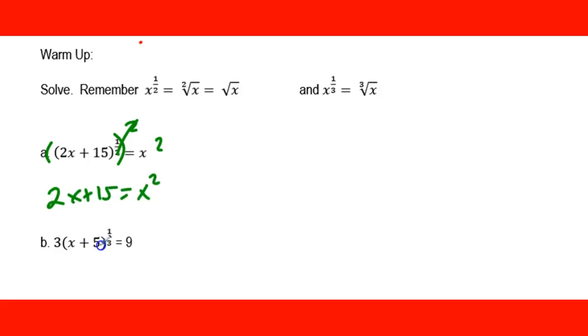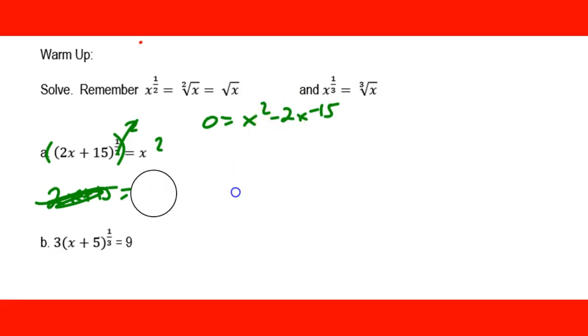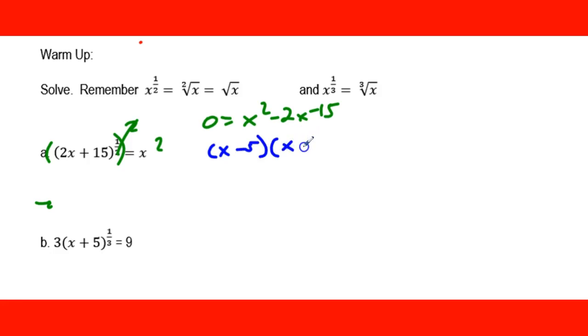Now I'm going to move everything to one side, so I'm going to go minus 2x and minus 15. So now I have 0 equals x squared minus 2x minus 15. Now factor this as a trinomial. That's going to be x minus 5 and x plus 3.